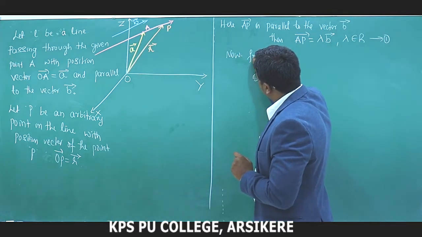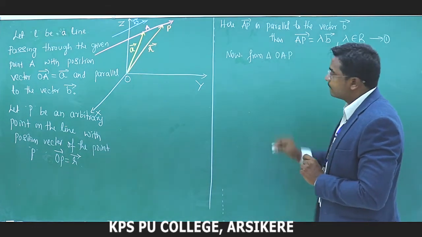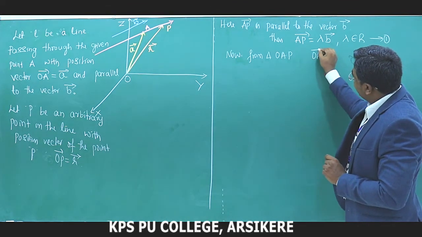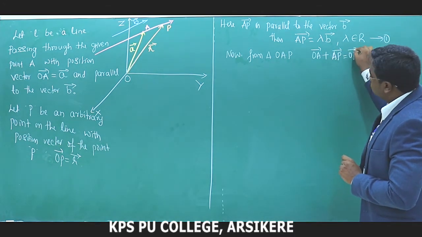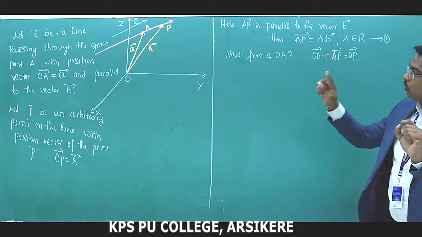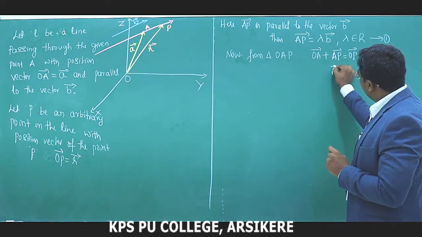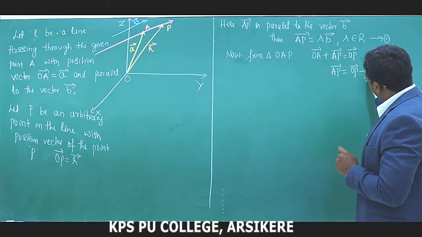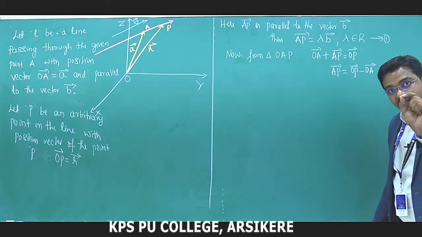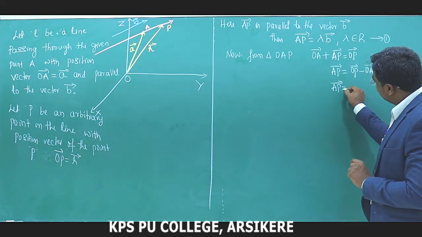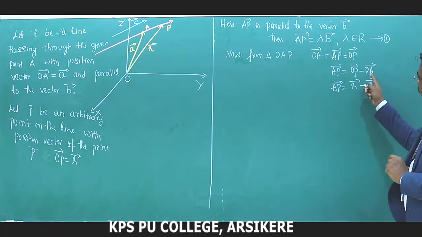Now from triangle OAP, vector OA plus vector AP is equal to vector OP. So the net displacement from point O to P is O to A plus A to P. So vector AP is equal to vector OP minus vector OA. Just observe here, vector OP we considered as vector R, therefore vector AP is equal to vector R minus vector A, since OA is vector A.